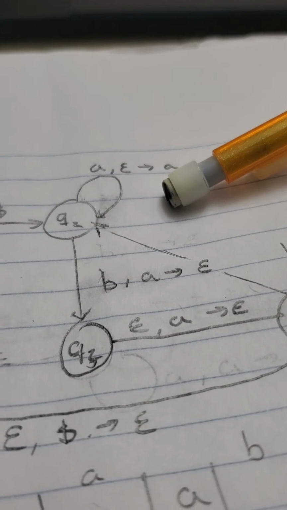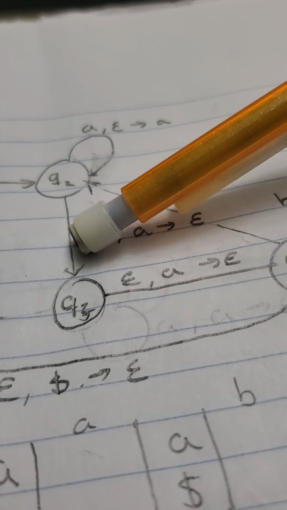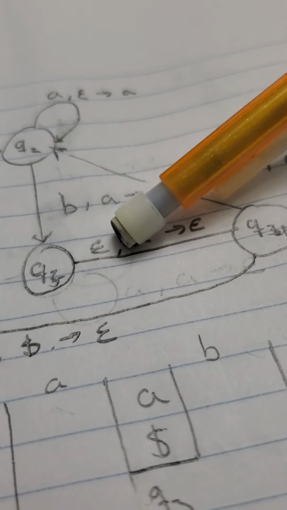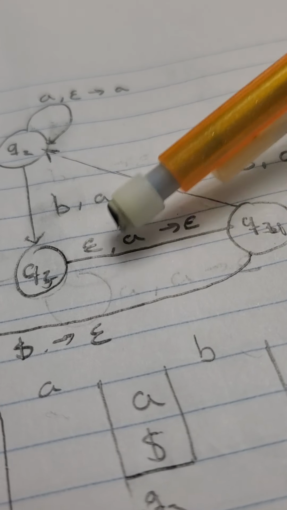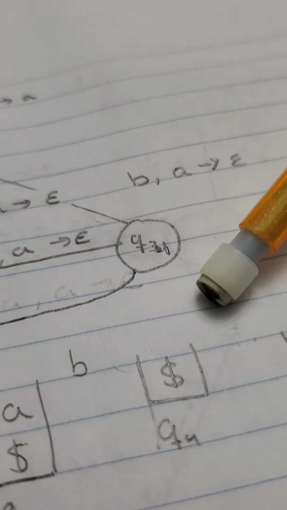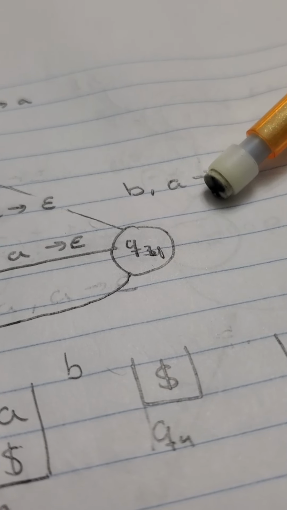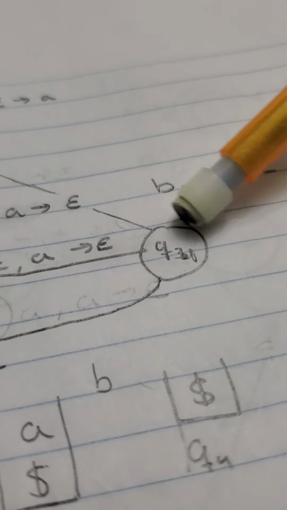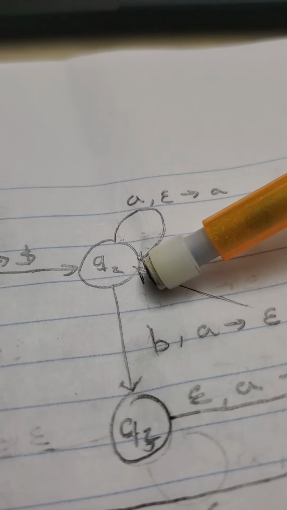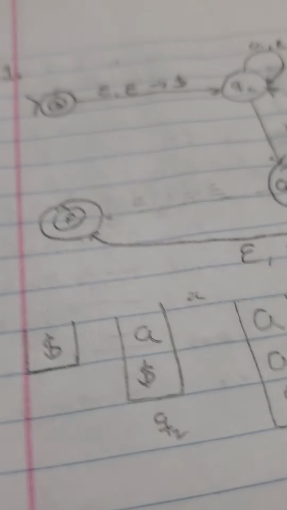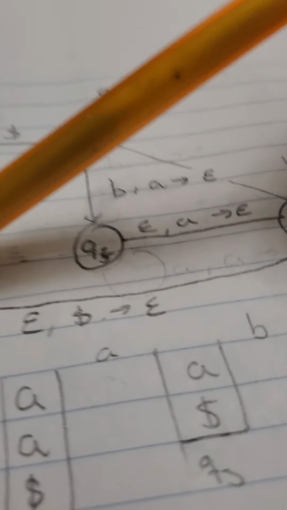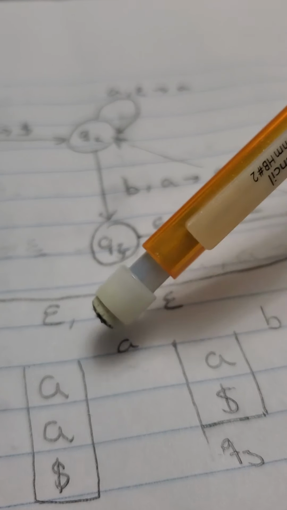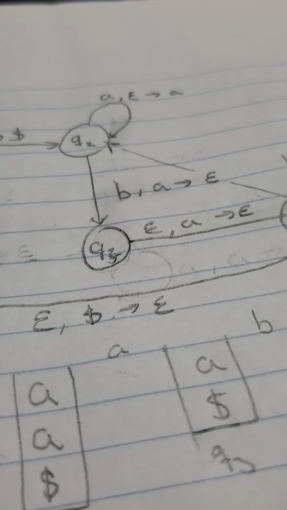I start doing it. But once I receive a B, I pop the A, and then if I still have another A alone, I just start popping it. So if I see a B again, what should I do? I have to push the A again and go back to Q2. But if not, we finally go to our final state where we push the dollar sign. My bad.